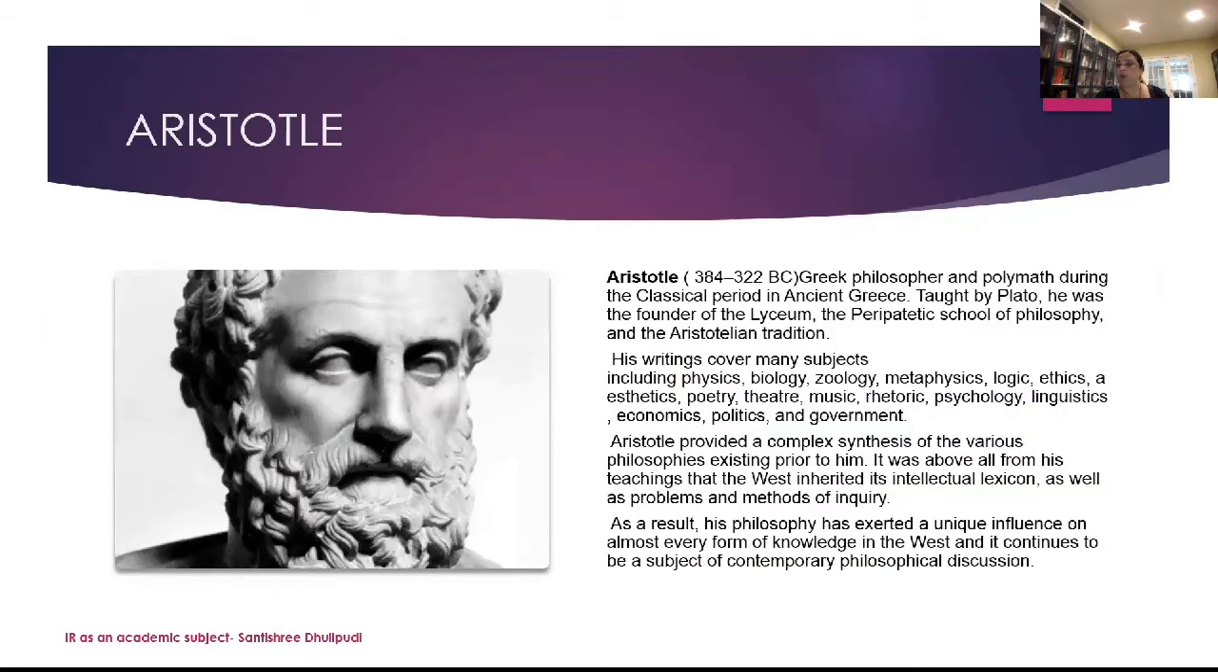Aristotle, the Greek philosopher and polymath during the classical period in ancient Greece, was taught by Plato. He was the founder of the Lyceum, the peripatetic school of philosophy and Aristotelian tradition. His writings cover many subjects including physics, biology, zoology, metaphysics, logic, ethics, aesthetics, poetry, theater, music, rhetoric, psychology, linguistics, economics, politics, and government.